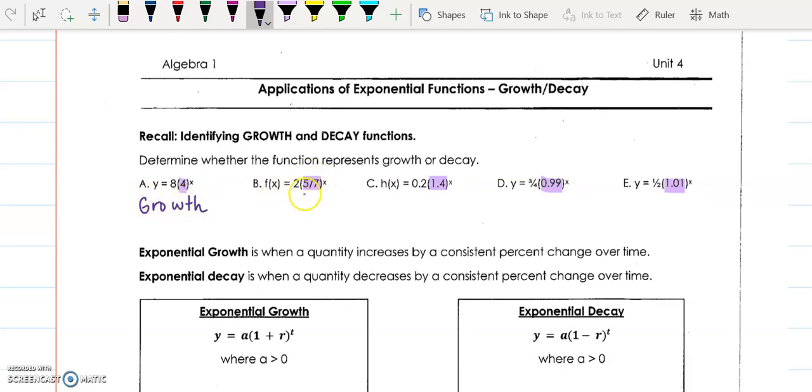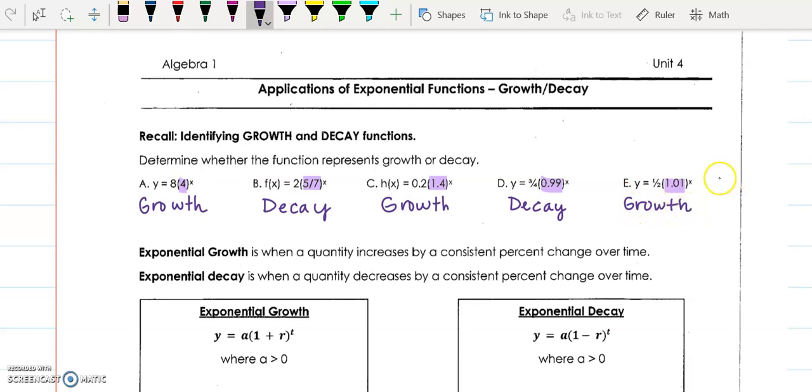For example B, the base is a fraction with a value that's between 0 and 1, that's 5/7. So that's decay. For example C, the base is 1.4, so that's a growth factor. For example D, the base is 0.99, so that's a decay factor. And for example E, the base is 1.01, that is greater than 1, so that is a growth factor.